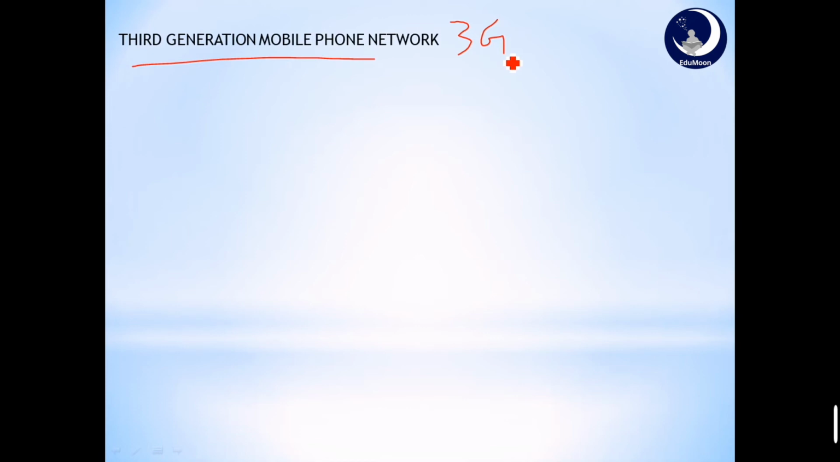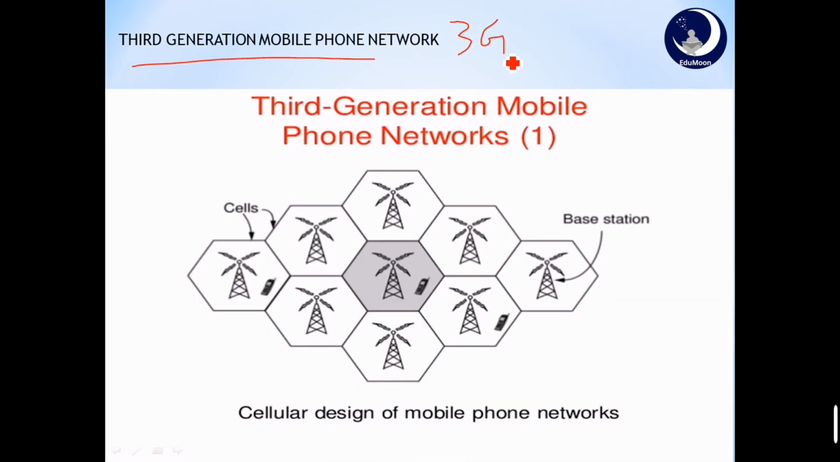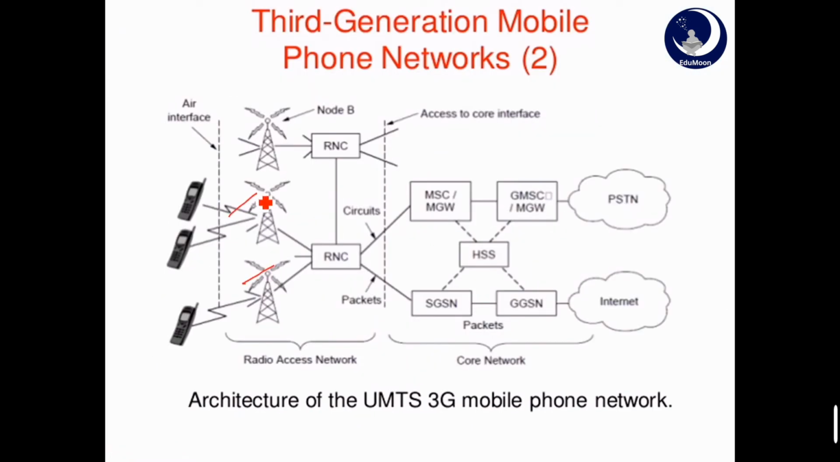This is the latest mobile communication. It is a cellular network. Here, the entire region is divided into hexagonal regions known as cells. Each cell consists of a cell phone tower, which is also known as a base station. A mobile phone is connected to a tower, that is, a mobile phone is connected to a base station. This base station is again connected to the RNC, that is the radio network controller.